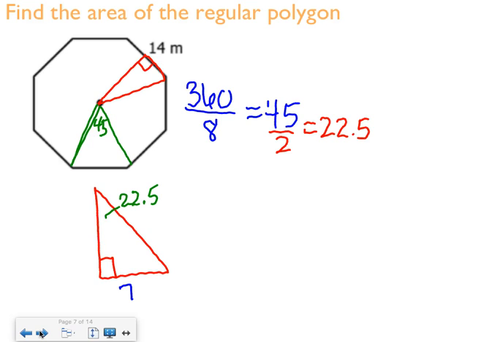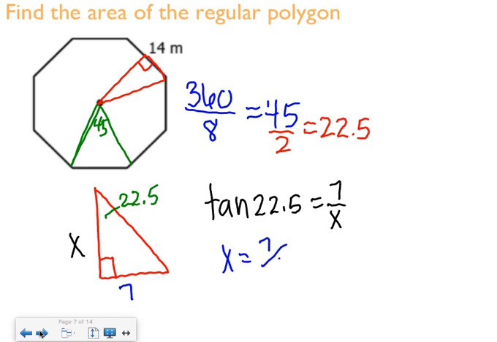Okay, what do we need to find? Our long side, the apothem, so call it x. What trig function do we need to use? Tangent. Is it always going to be tan? Not always, but for the most part, yeah. Tangent equals 7 over x. I got 16.9. Do you take 7 divided by tangent?